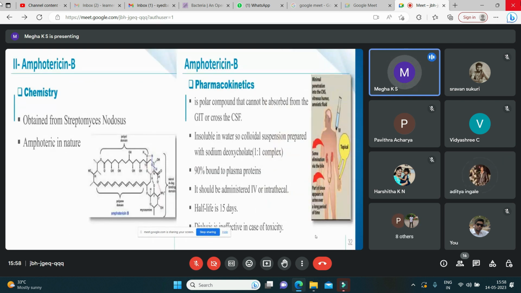And amphotericin B is obtained from Streptomyces nodosus. Amphotericin B is a polar compound that cannot be absorbed from the gut or cross the blood-brain barrier. It is insoluble in water, so a colloidal suspension is prepared with sodium deoxycholate, and it is 90% bound to plasma protein. It should be administered intravenously or intrathecally. Half-life is 15 days.